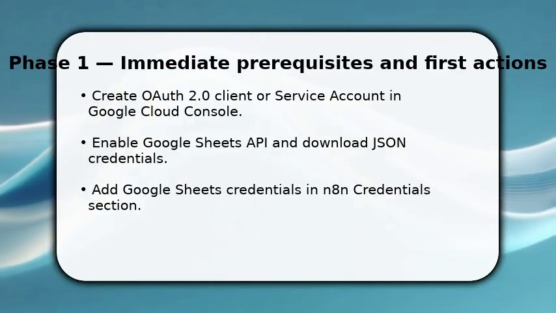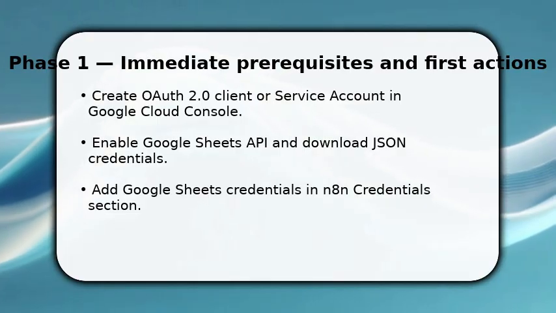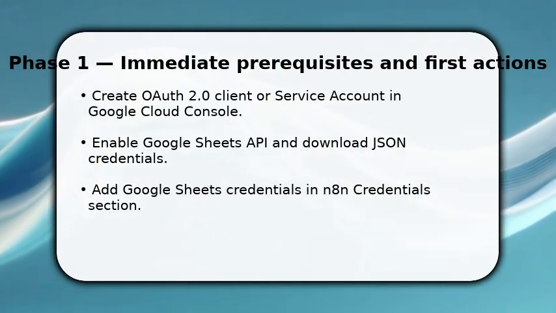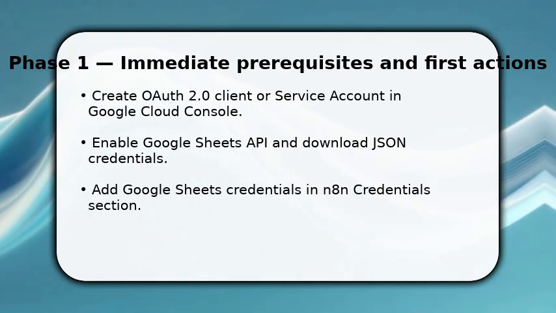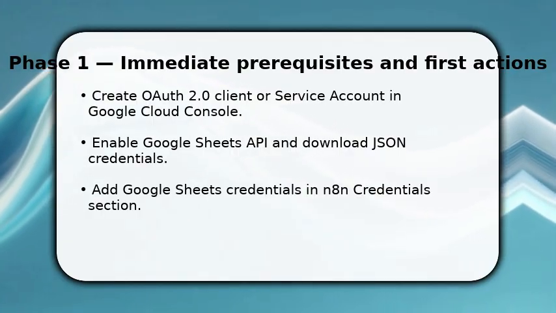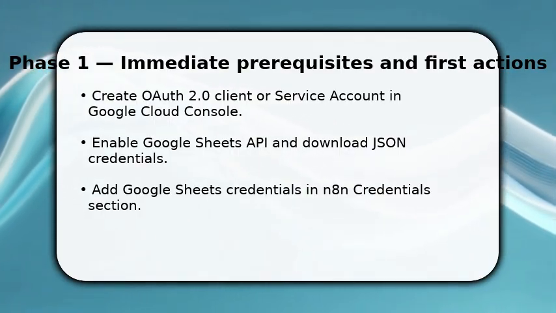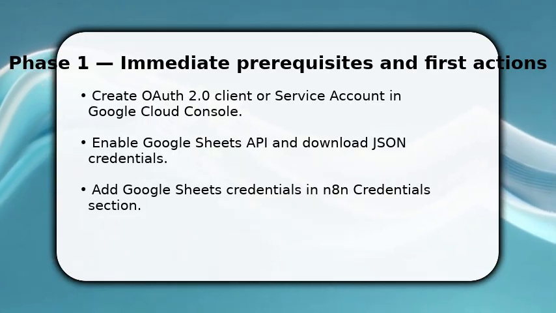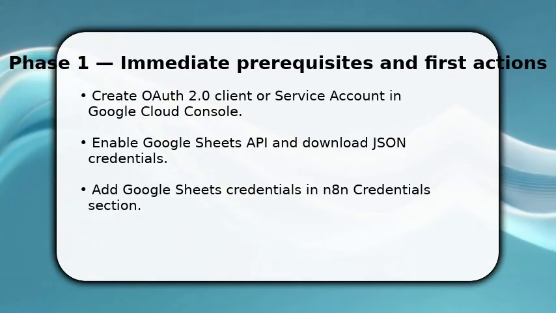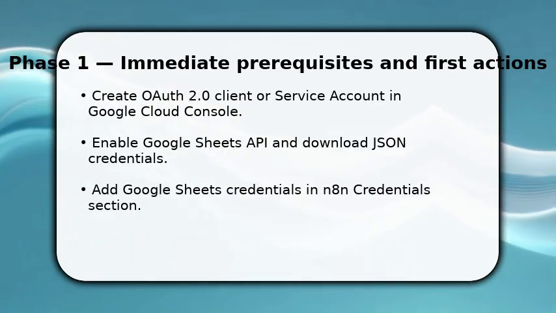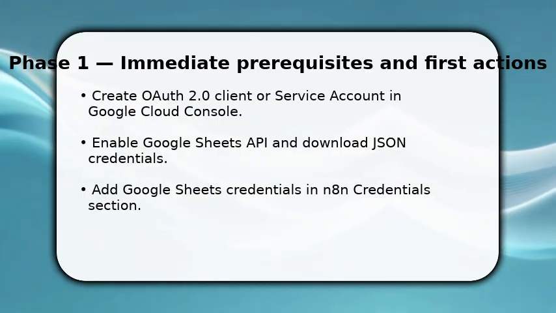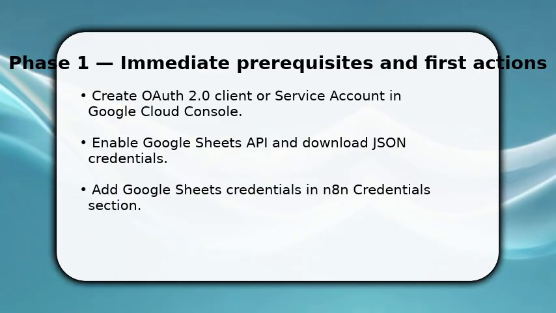You begin by creating credentials. Choose OAuth 2.0 for user-based flows or a service account for server-to-server use. Once done, enable the Google Sheets API in the Cloud Console and download the JSON key. Then, open n8n, go to Credentials, create a new Google Sheets credential, and paste or upload the JSON. Make sure to set appropriate scopes for read/write.